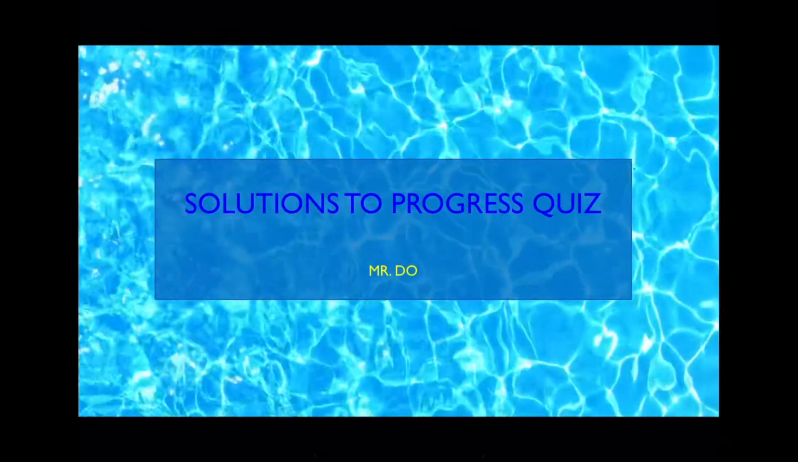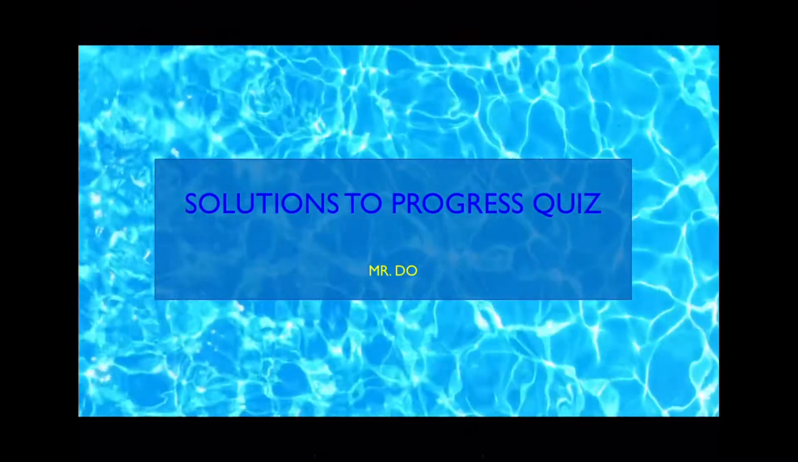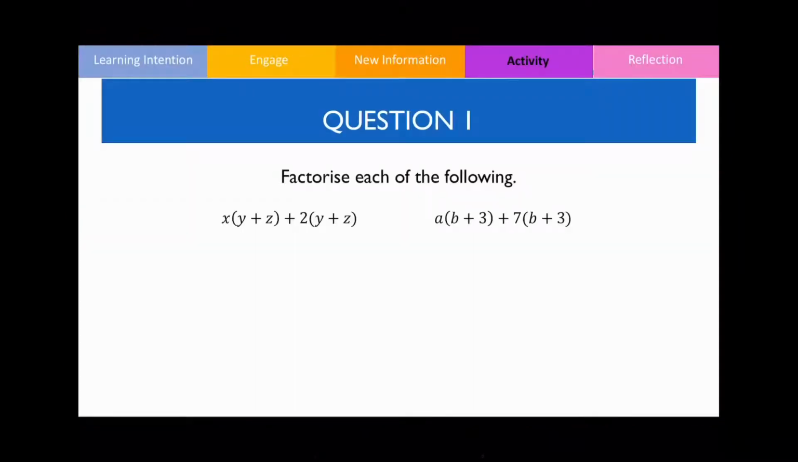Here, we're going to be going over the solutions for the progress quiz. For the first question, you're going to be factorizing, but notice that for each of these examples, they've got a common binomial term. So in this case, your answer for the very first one should be (y + z)(x + 2). And for the next one, since b + 3 is a common binomial factor, this is going to be your answer, okay?